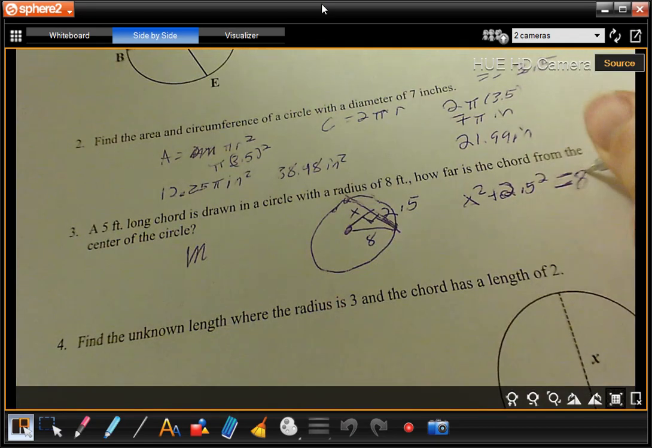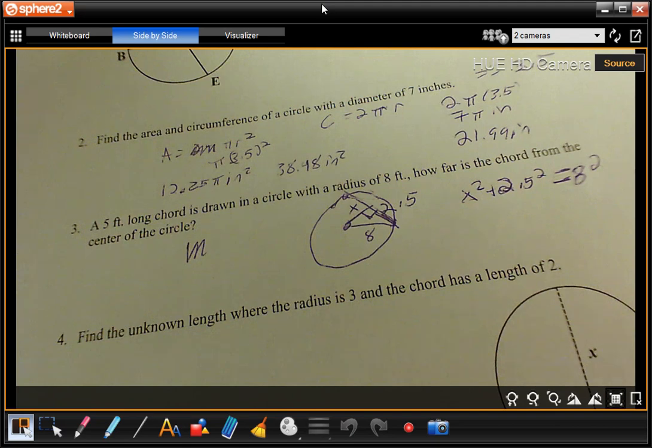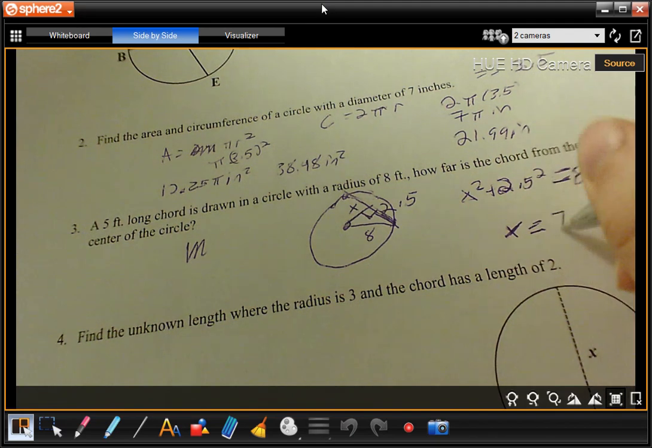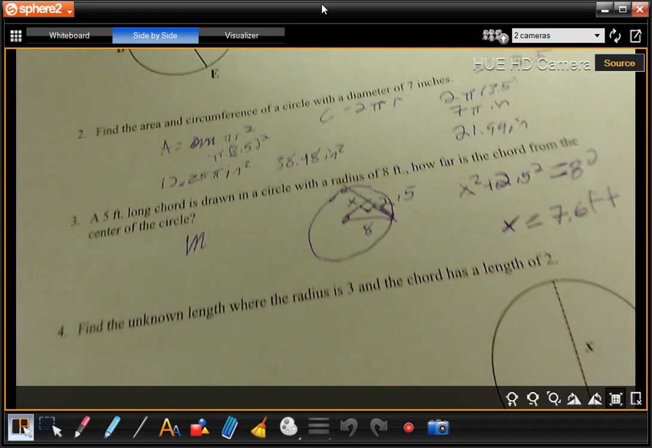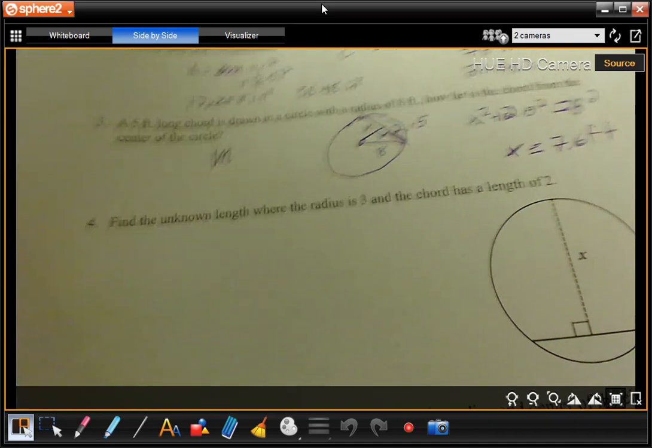My pen is dying. Okay, so I'm just going to skip to the end. I know you guys know how to do Pythagorean theorem, and we're going to get x equals 7.6 feet.